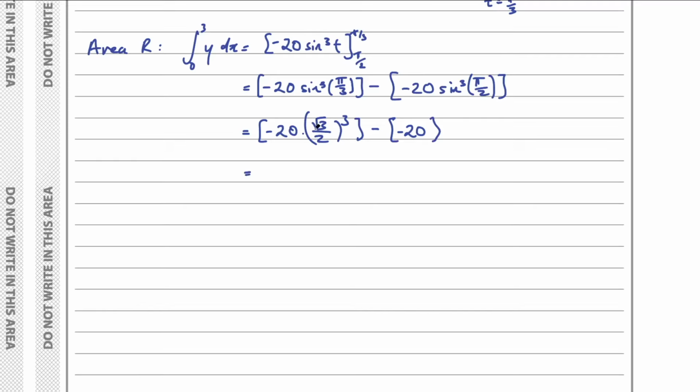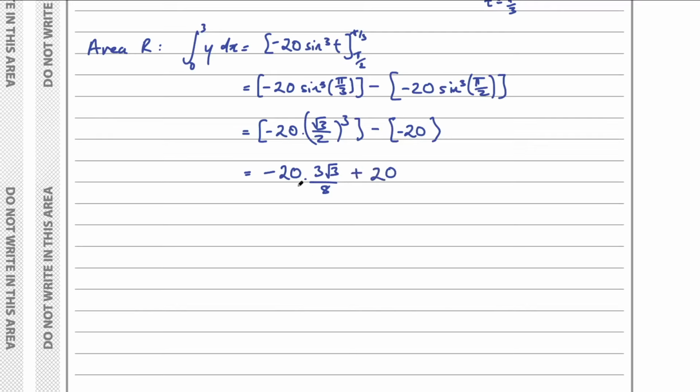Let's simplify this expression here. We would have root 3 cubed. Root 3 times root 3 is 3, and then we'd multiply that by root 3. So the numerator there would be 3 root 3. Then 2 cubed is 8. So this expression now would become negative 20 multiplied by 3 root 3 on 8. And then subtract negative 20 is add 20.